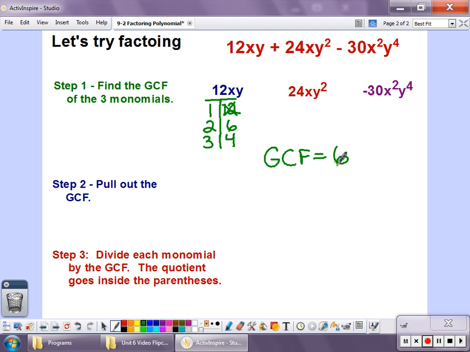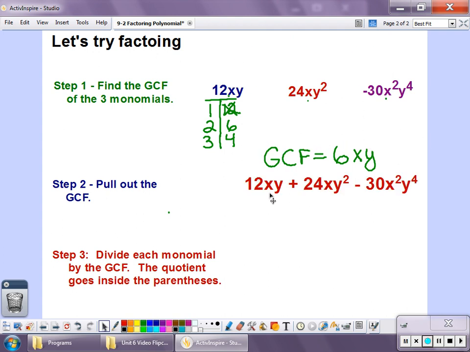So the number part of my GCF is going to be 6. Next we have to look and see if they have any variables in common. This one has an x, this one has an x, this one has an x. So they all have 1 x. This one actually has 2, but the other ones only have 1, so my GCF would only have 1 x. All of them have at least 1 y, so y is also part of my GCF. So my GCF is 6xy.